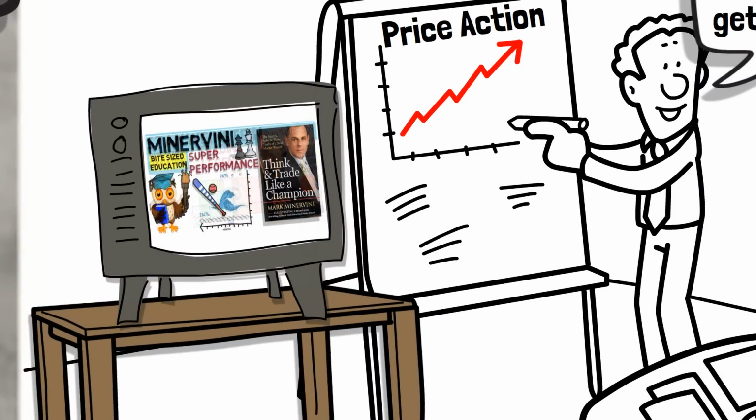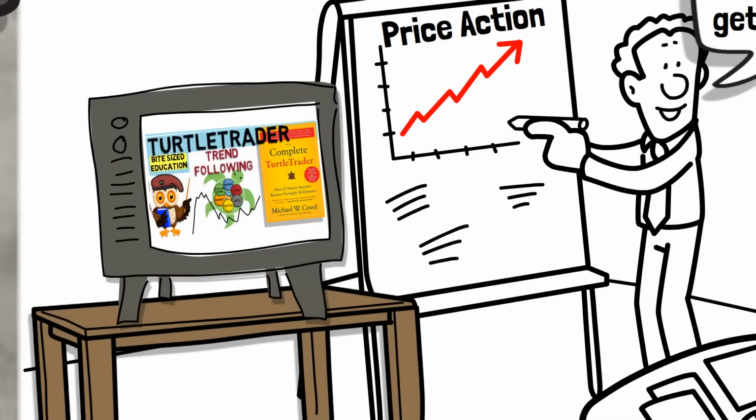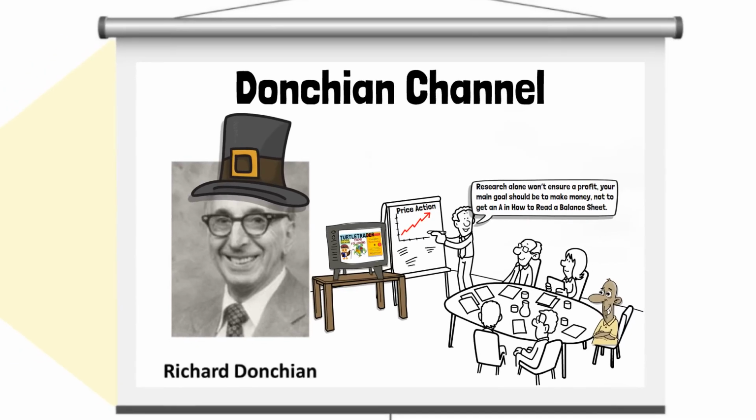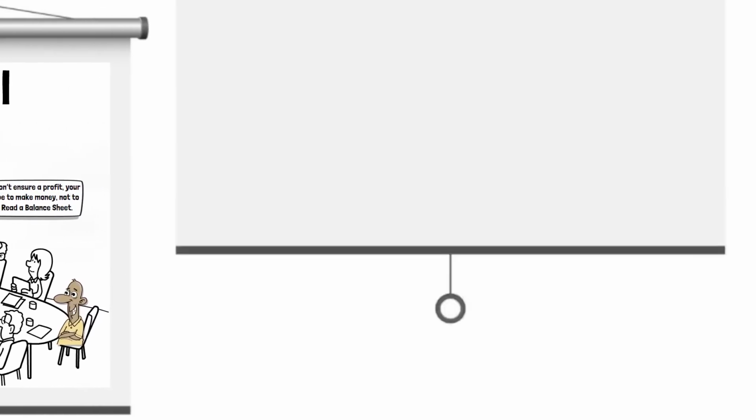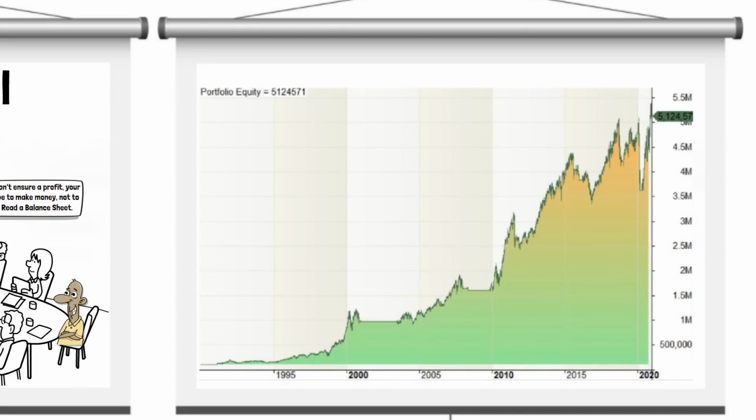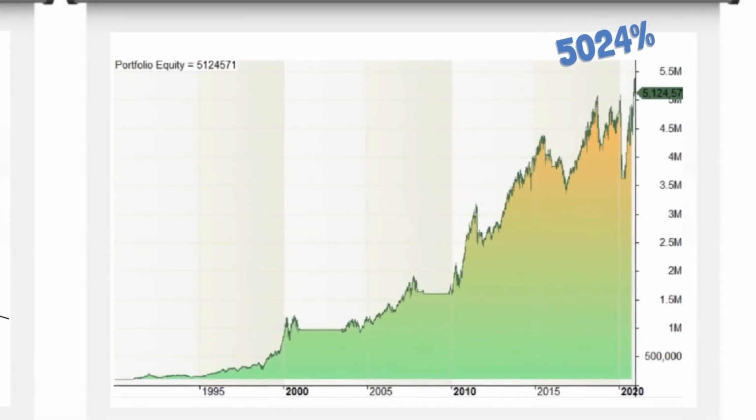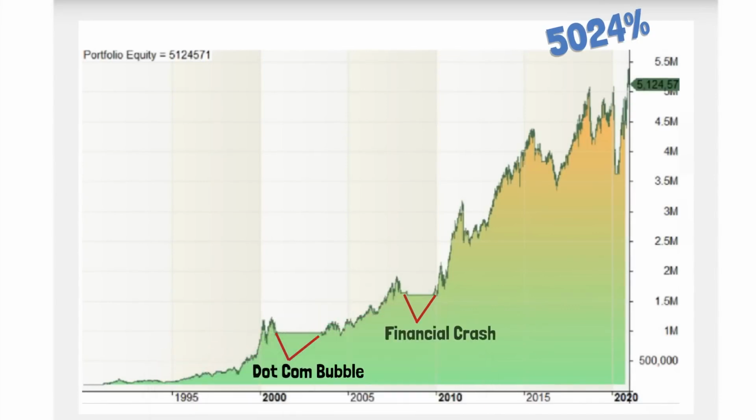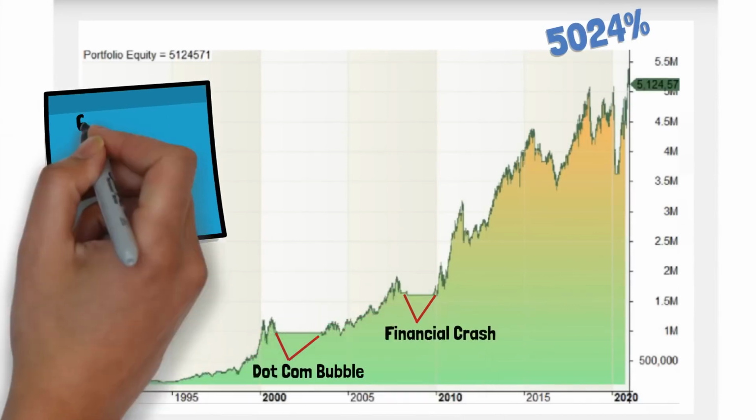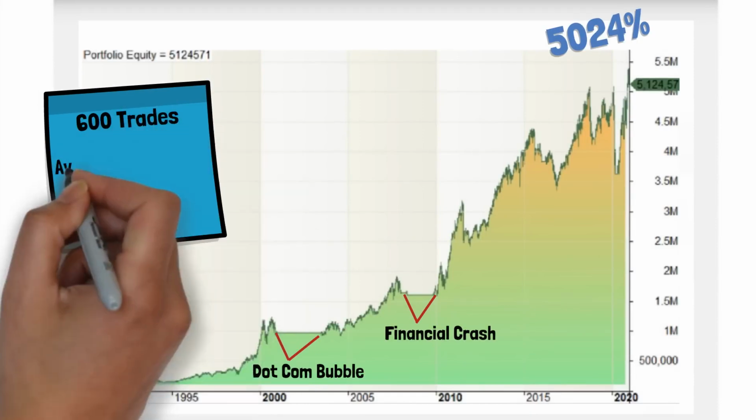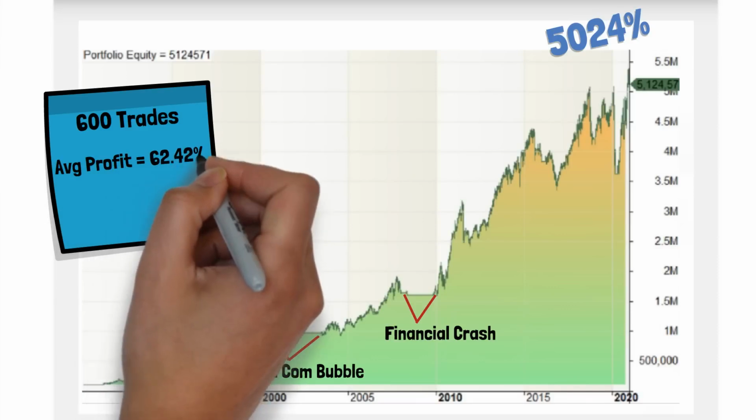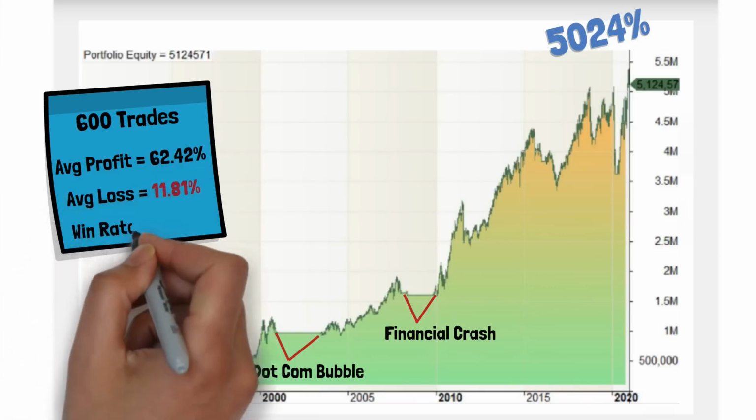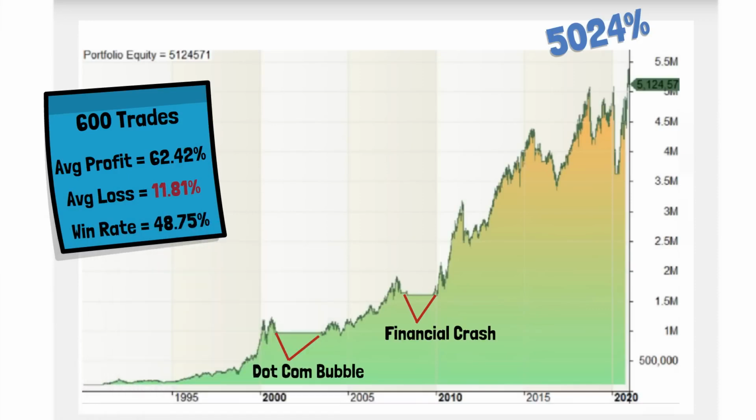Perhaps the most famous adoption was the turtle trading system, which was born from his method. Today we look at the Donchian system, but also apply simple parameters that have yielded over a 5,000% return since 1990, whilst also avoiding some of the major market crashes of the past. In fact, out of the 600 trades placed, the average profit was over 62%, and the average loss was under 12%, whilst the win rate came to just under 49%.